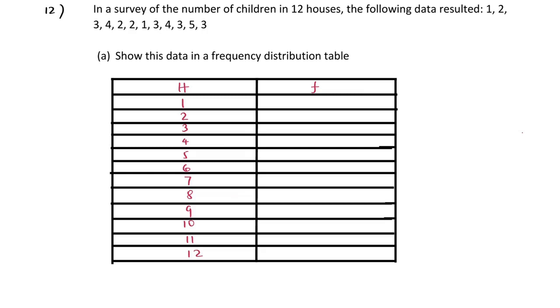And for the next column, we are going to fill the number of children in each house. So for the first one, we've been given from the question. So here is 1, here is 2, here is 3, here is 4, here is 2, here is 2, here is 1, here is 3, here is 4, here is 3, here is 5, and the last one is 3. And this is the table required.